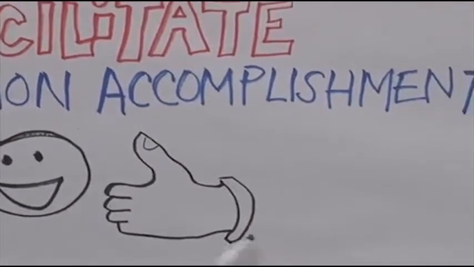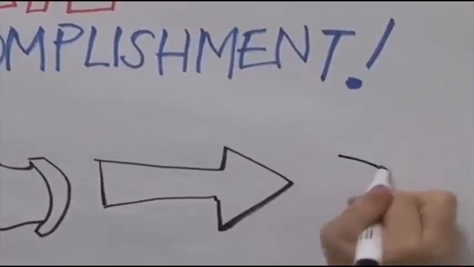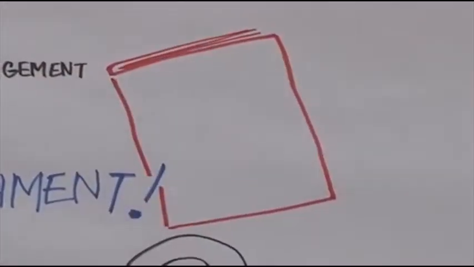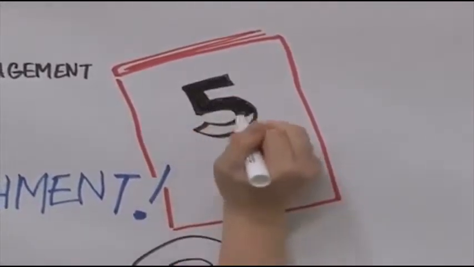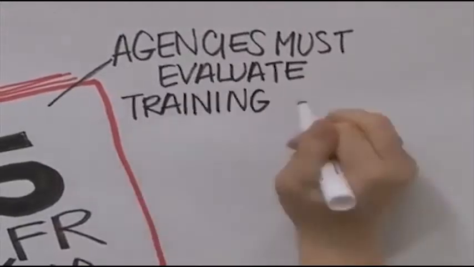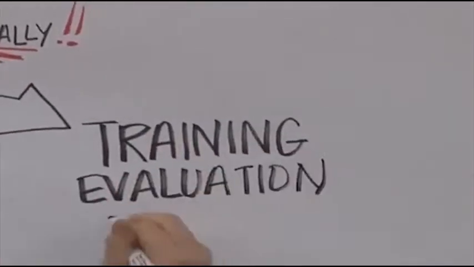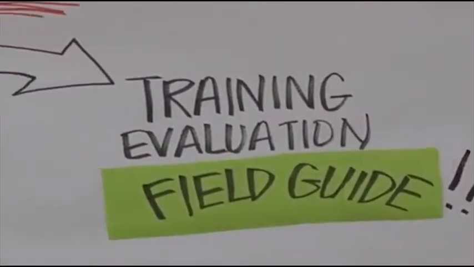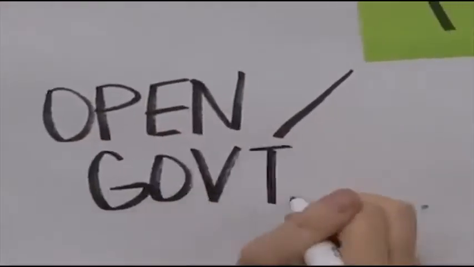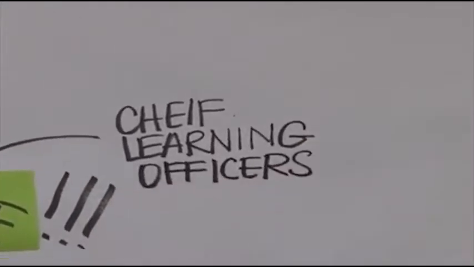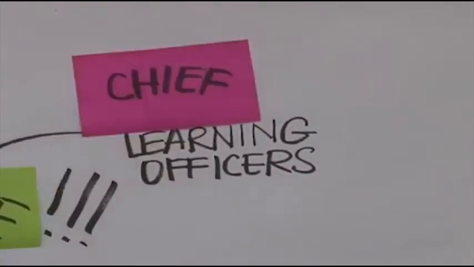In order to meet these expectations, we must first know what they are, which is exactly where training evaluation begins. There are several legislative requirements for training evaluation, including Chapter 5 of the Code of Federal Regulations, Part 410. The CFR states that agencies must evaluate their training programs annually. This regulatory requirement was one of the main triggers for the Training Evaluation Field Guide. Other triggers were the Open Government Initiative, the necessity for cost-effective training solutions, and agency chief learning officers charged to collaborate and share ideas and best practices.